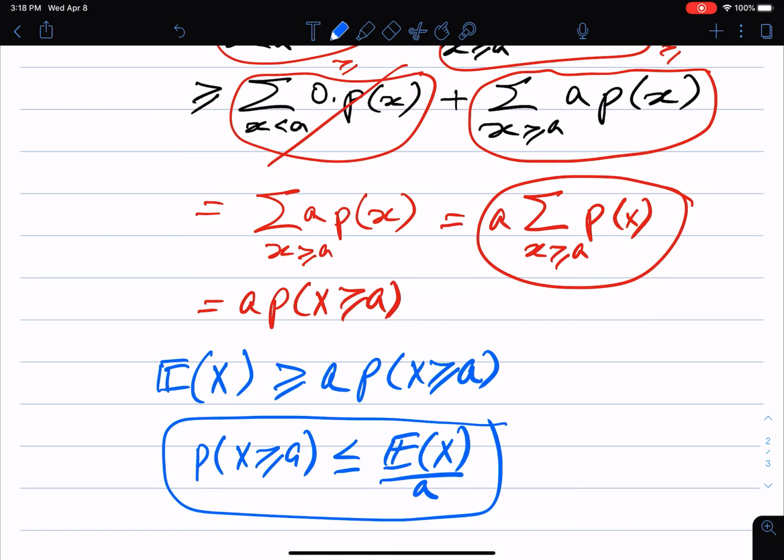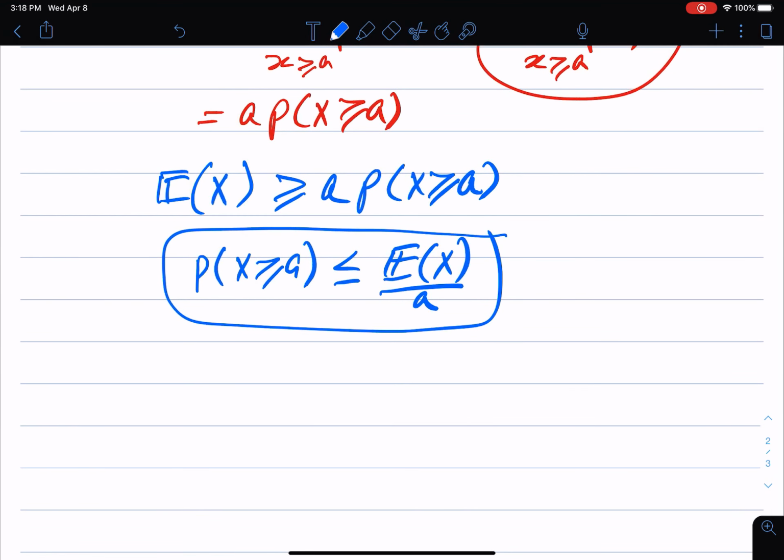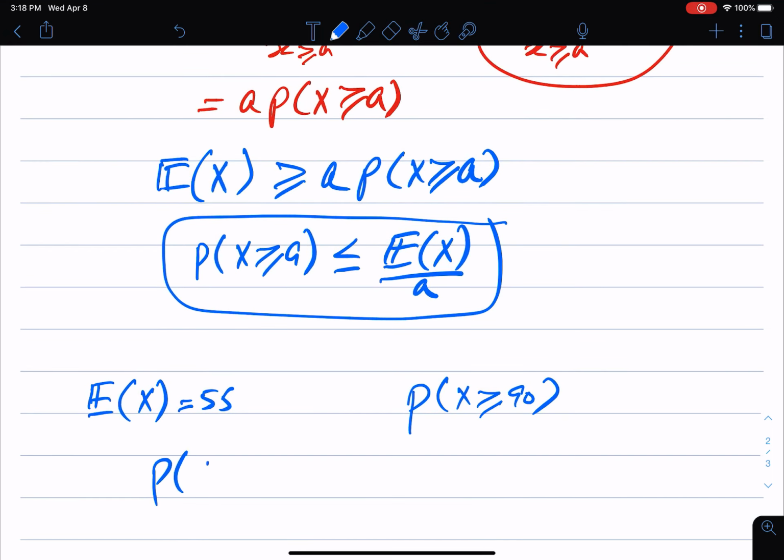Okay, so if you think about it here, for example, let's say again we are talking about grades in a course, and someone says, well, the average grade in the course was 55, and someone asked, but what's the probability that some student made a grade higher than or equal to 90? Markov's inequality tells us that the probability that someone made a grade higher than or equal to 90 is smaller than or equal to 55 divided by 90, okay?